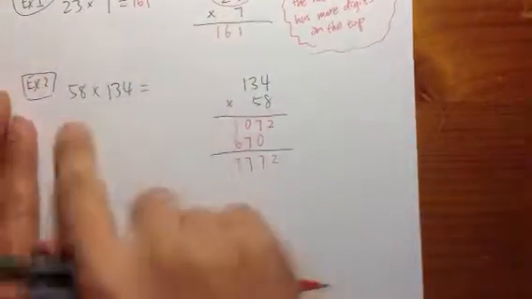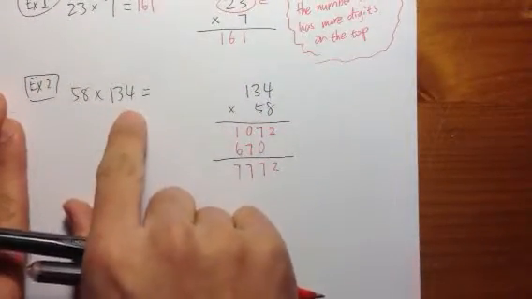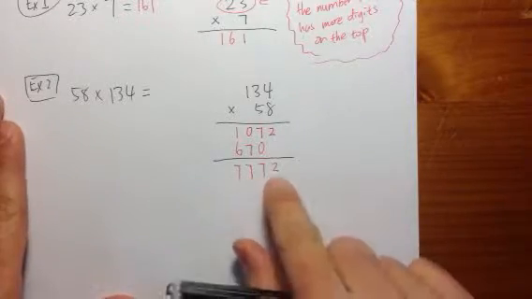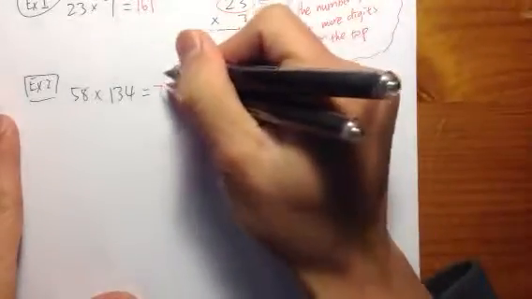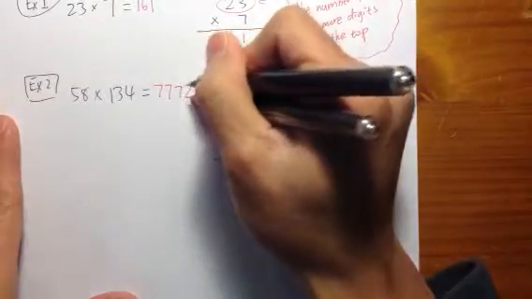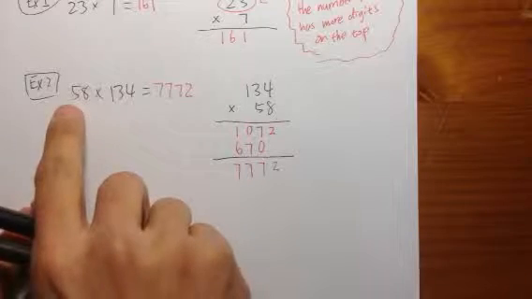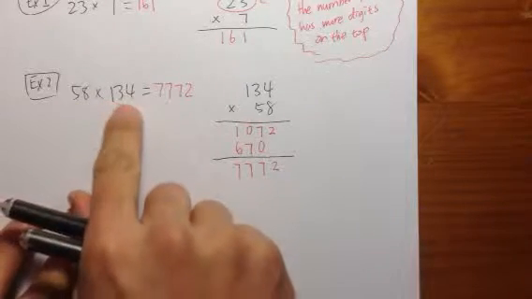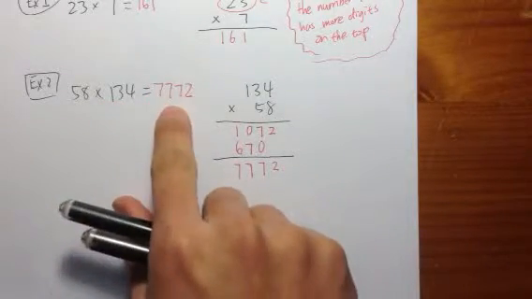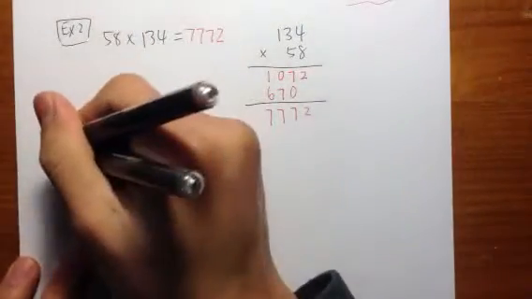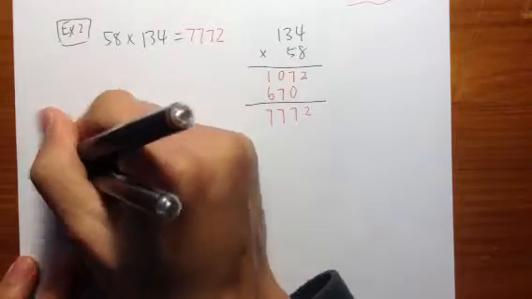So that tells us that 58 times 134 is 7,772. Or you can also say the product of 58 and 134 is 7772. Okay? Let me do one more. Example number 3.